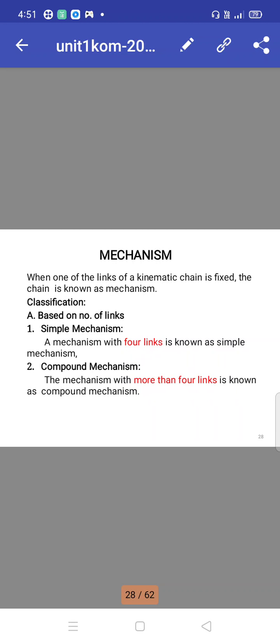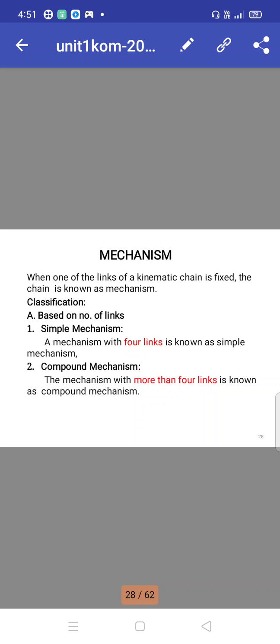The type of joints in a chain. First one, binary joint. It has two ends only joined. Then ternary joint. It has three nodes combined together. We make a triangle shape like that. Then quaternary joint. It has four nodes to join that structure. Then mechanism. When one of the links of a kinematic chain is fixed, the chain is known as mechanism.